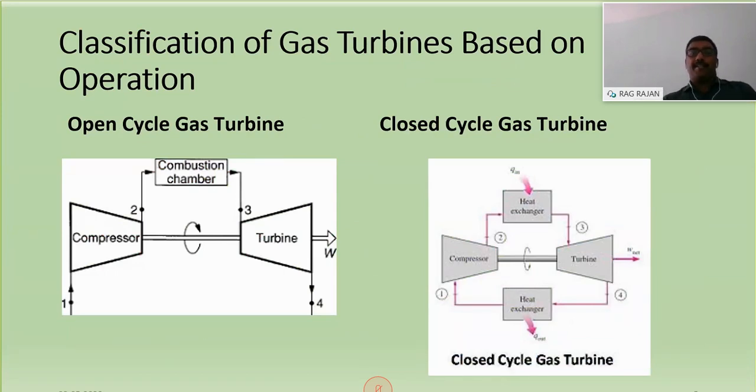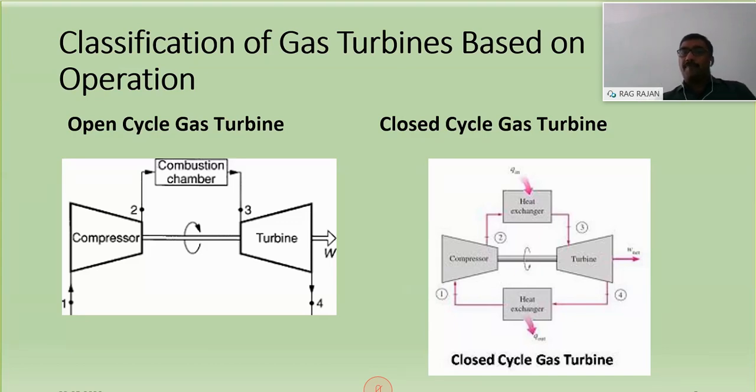Now we will classify the gas turbines. Here the gas turbines are classified based on their operation. The first category is open cycle gas turbine. Already we have seen the operation of this open cycle gas turbine in the previous slide. That is, there is a compressor, air is sucked by the compressor, then it is moving to the combustion chamber. There will be mixing of air and fuel in the combustion chamber. Then it is flowing to the turbine, work is produced. From the turbine, the exhaust is going to the atmosphere.